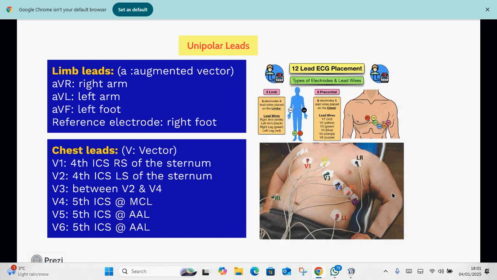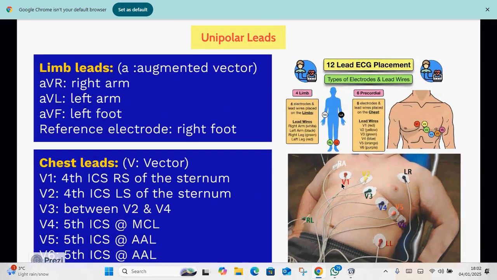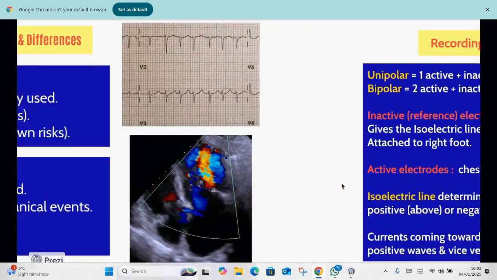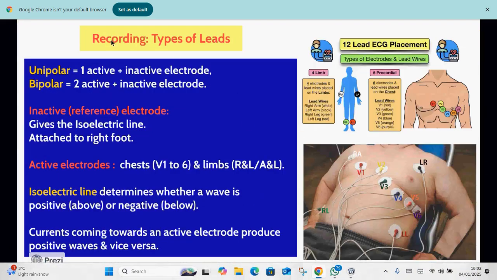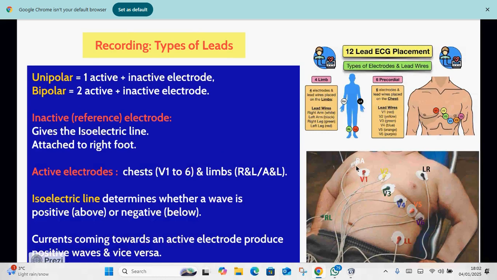Yeah, clear now. Okay. In order to produce leads in the 12 lead ECG, you need to create or measure a current between two electrodes. So the lead is the measurement of the current between two electrodes. That's what you see on the ECG. Is that clear? Yes, clear.